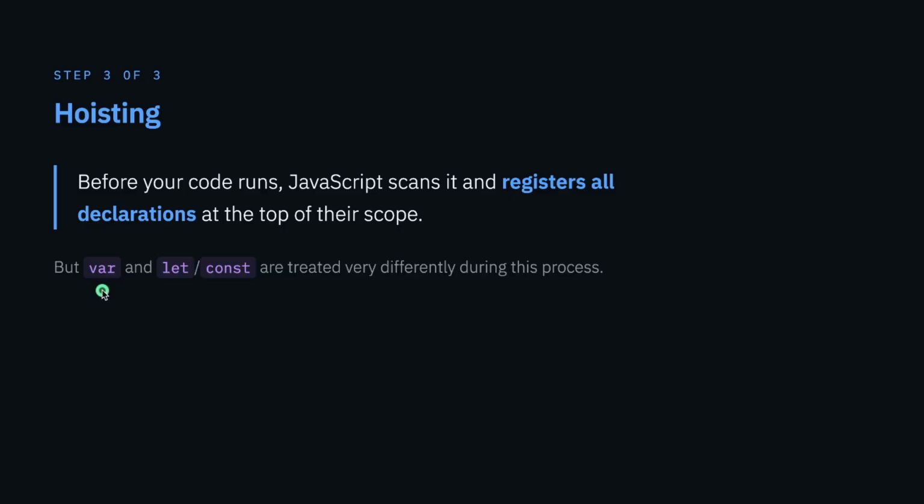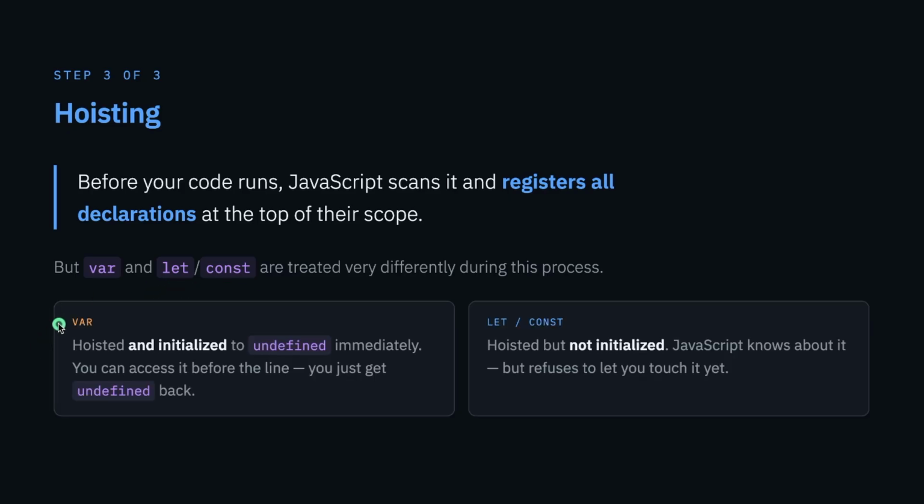But the way JavaScript does hoisting for variables declared using var and variables declared using let and const is different. If you have a variable that has been declared using var, JavaScript will hoist that variable and initialize it to undefined immediately. So if you try to access it before it has been declared, you get the value of undefined because it was initialized by the language itself. But in the case of let and const, even though the variable is hoisted, it will not be initialized. JavaScript knows that this variable exists, but if you try to access it before it has been declared, it will throw an error and not allow you to touch it.